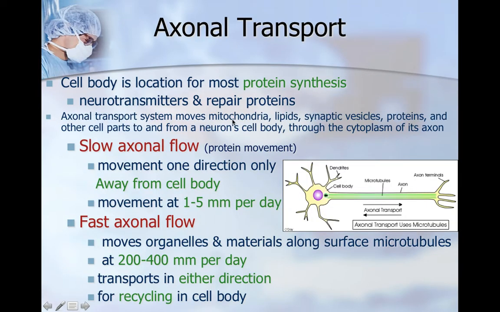Okay, now axonal transport. This is really important. The cell body is the location for most of the protein synthesis, okay? So remember, what is protein synthesis? It's a process of getting the DNA, copying the DNA, transforming the DNA into RNA, and then the ribosomes meet up with those amino acids and it makes the new proteins, okay?